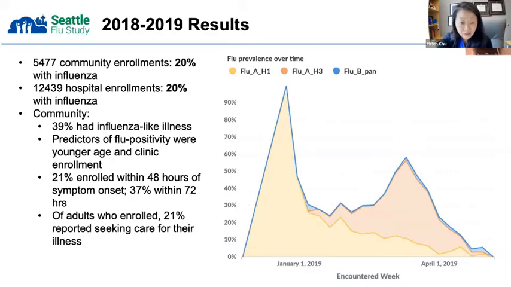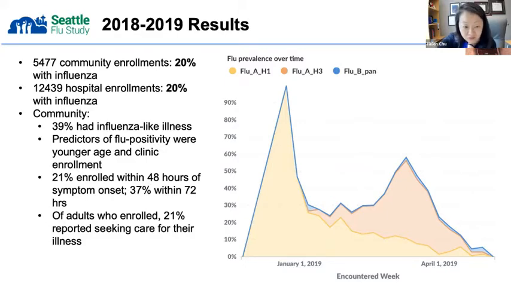We found that when we looked in the community, 39% of people had influenza-like illness, which is what CDC uses to sort of define flu for their studies. That being younger and enrolling in the waiting room of a clinic were predictors of being flu positive. We wanted to know how quickly we could get to people in the community, because the earlier you get to them, the more likely you are to prevent spread. We found that we were able to enroll about a third of people within 72 hours of symptom onset, which is pretty good for this type of study.